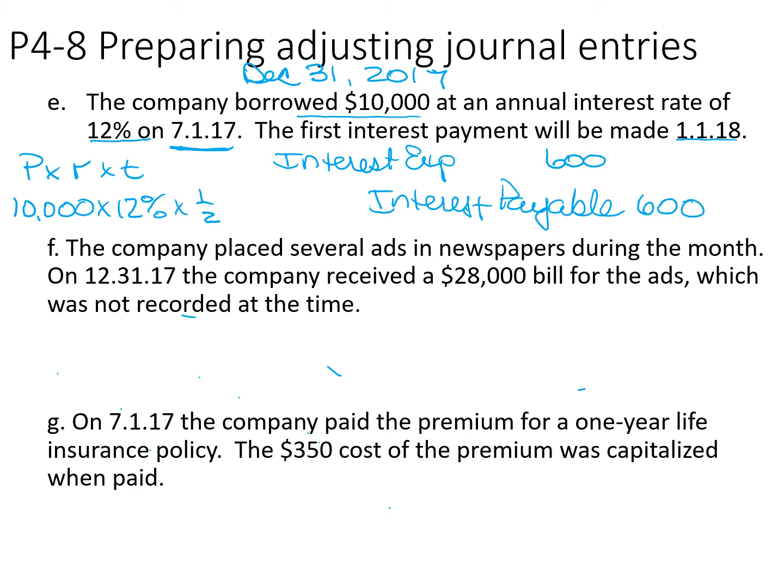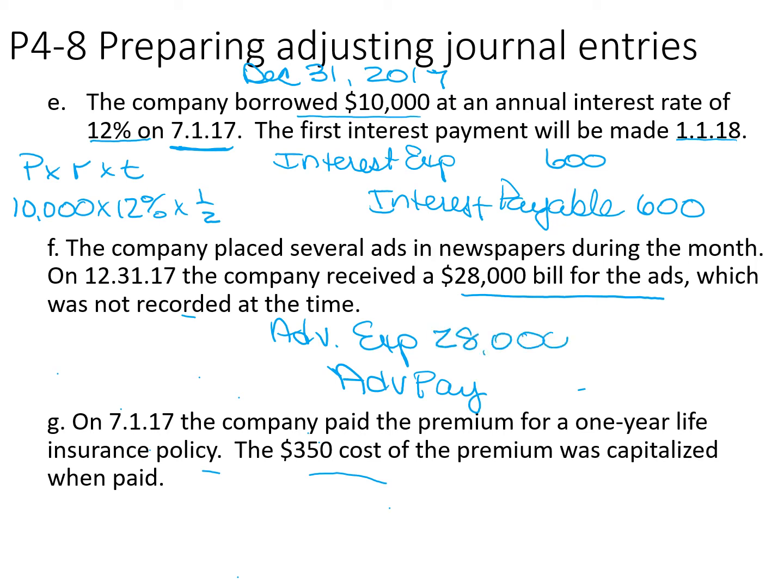The company placed several ads in the newspaper during the month. So have we used the newspaper services? Yes. On December 31st, the company received a $28,000 bill for the ads, which was not recorded at the time. Do we still owe? Notice we haven't paid this bill yet, but do we owe for the bill? Yeah, because it's advertising expense because we've used or consumed it, and it's advertising payable because we'll pay it later. It's one of those accruals, isn't it? Expense it now, pay it later.